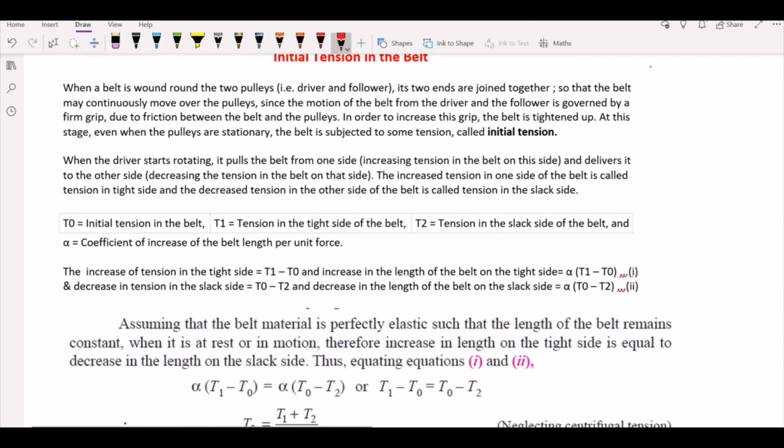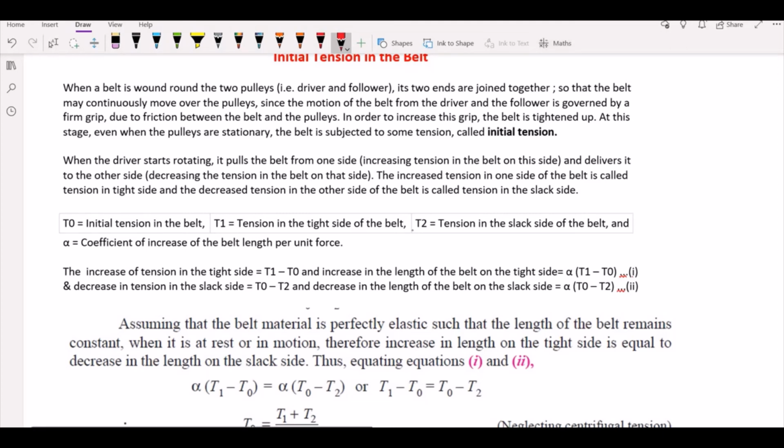Now we are going to derive that. To derive it, we need to consider the initial tension as T0, the tension in the tight side as T1, and the tension on the slack side as T2. From this, the increase in tension of the tight side is T1 minus T0, or the decrease in the same tension on the slack side is T0 minus T2.